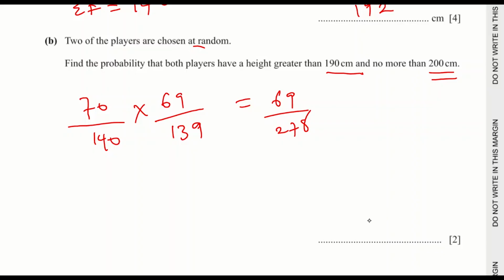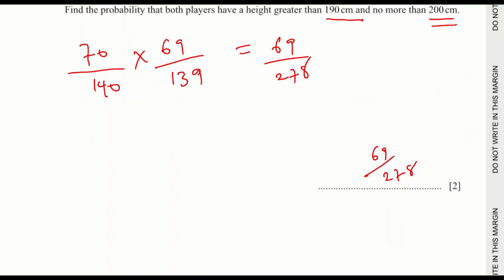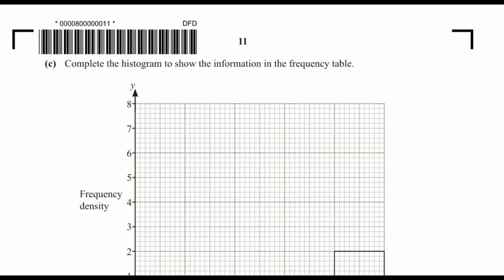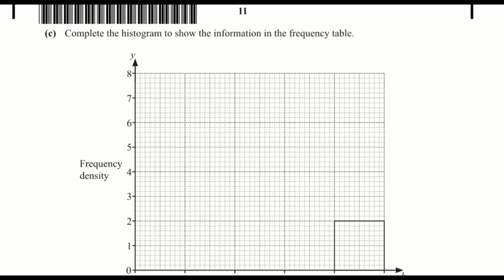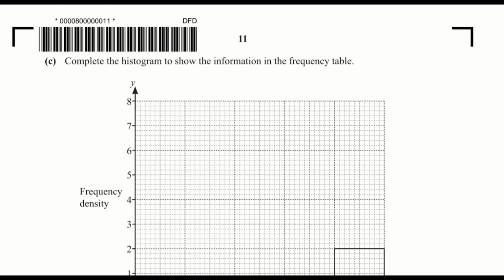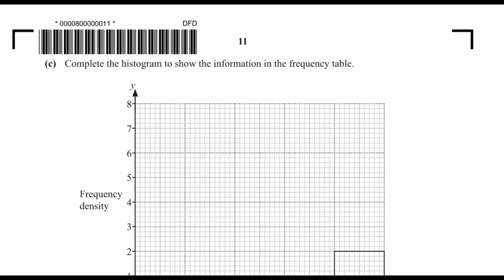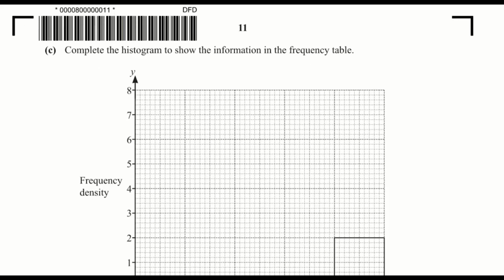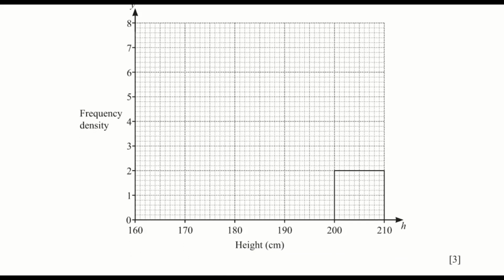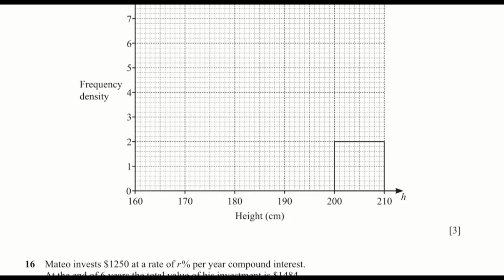Let's write our answer here. 69 out of 278. So let's go to the next question. I think we are still on the same question. To complete the histogram, we need to use the frequency density against the height.